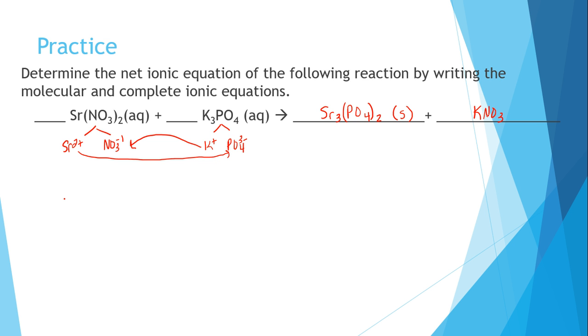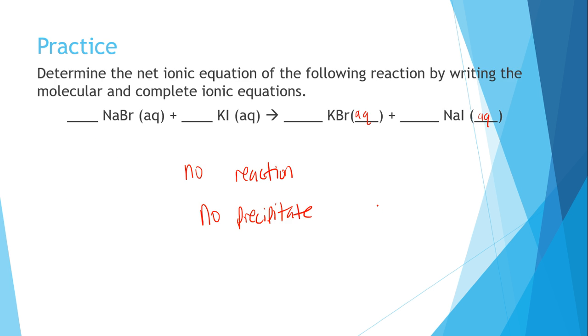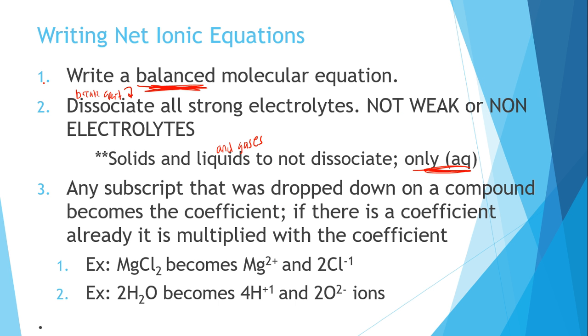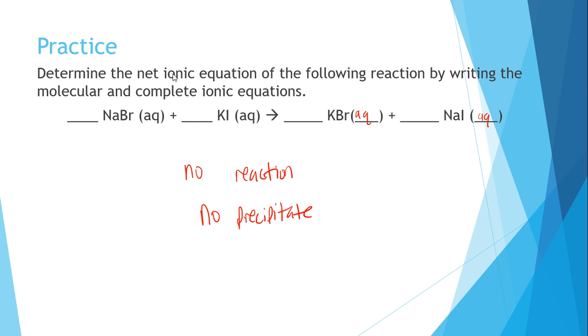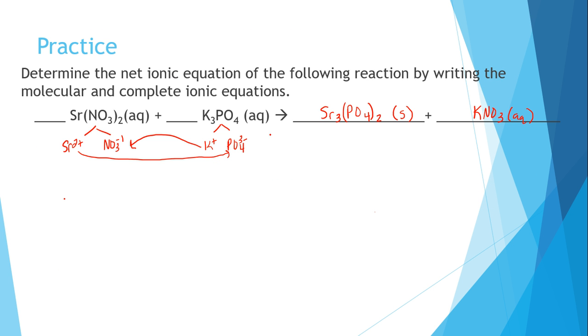NO3, that is located in your soluble section. K is not an exception, so this ends up being aqueous. Once you have that down, the first thing, if we go back to our rules, is to balance the chemical equation. If you were to balance this, you would hopefully get 3, 2, 1, 6.